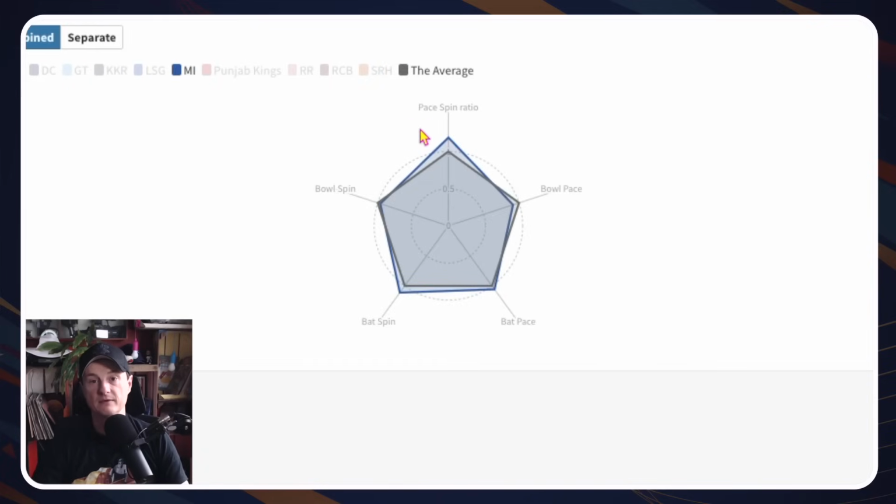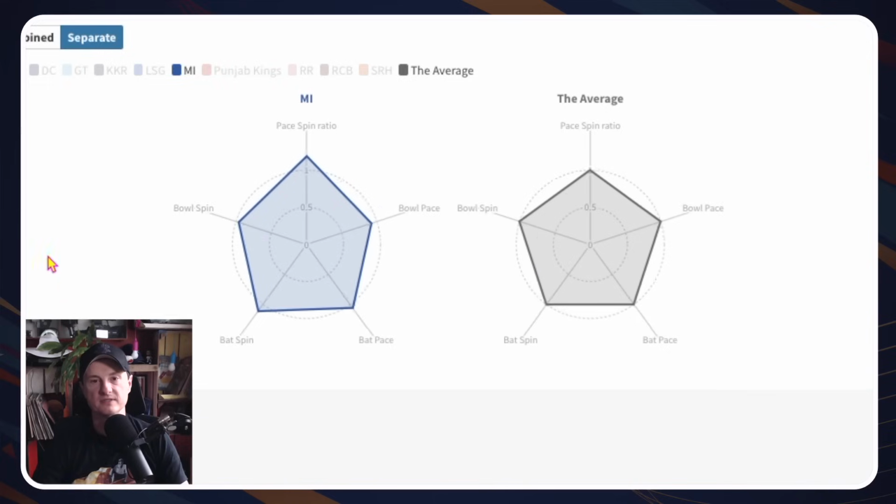You can see here that Mumbai really enjoyed the pace bowlers last year. So you can see here that they use more pace than the average team. However, their pace bowlers are not doing particularly well. Their batters are doing okay, but that doesn't suggest that it was such a great wicket for batting against pace that there should be this amount of drop-off, especially if you're going to use it that much.